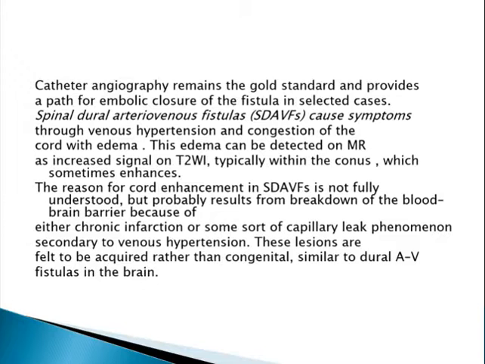There is what we call spinal dural arteriovenous fistulas. These cause symptoms through venous hypertension and congestion of the cord and edema. The edema can easily be detected on MRI as increased T2 signal intensity. Typically, it is seen within the conus of the spinal cord. Sometimes it enhances. The reason for the cord enhancement is not fully understood. It might be due to breakdown of the blood-brain barrier, or some sort of capillary leak due to venous hypertension. These lesions, the spinal dural arteriovenous fistulas, there are different opinions about them, but most of the opinions are in favor of their being acquired rather than congenital arteriovenous fistulas.